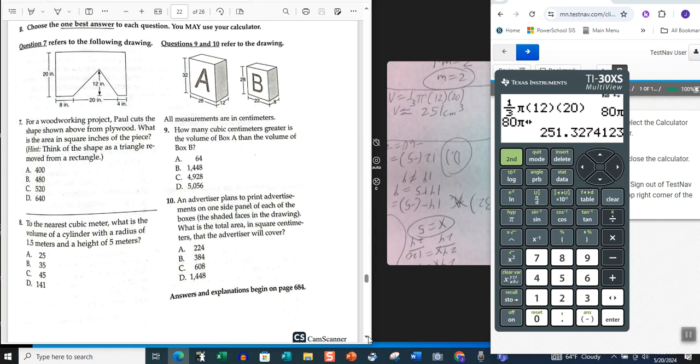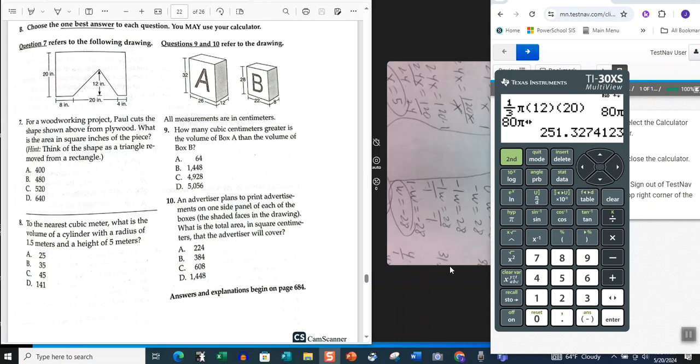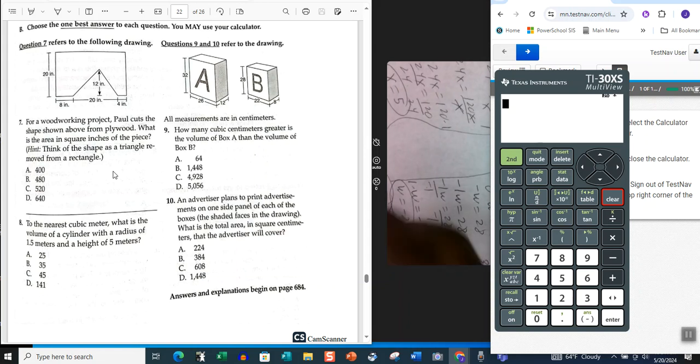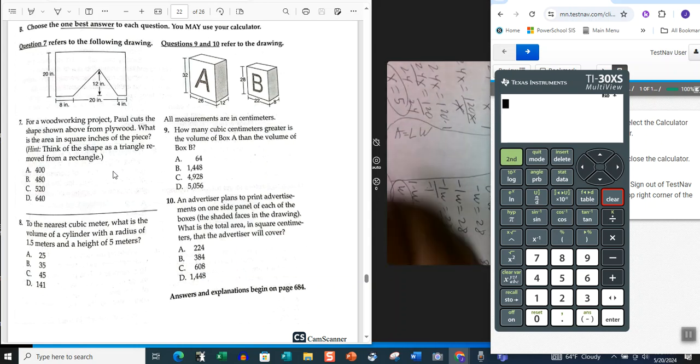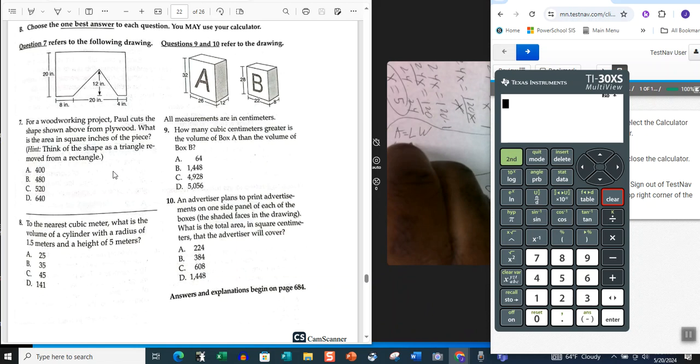Okay, so they want to know, so we want to find out what the figure is equal to without the triangle being part of it. We want to figure out what's left. So what we would do here, we're going to take the area of the whole rectangle, which is length times width. Then we'll take the area of the triangle, which is half of base times height.